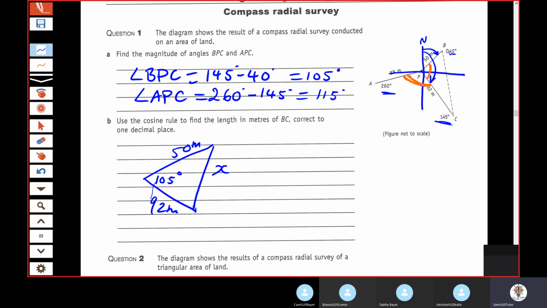Yeah, you're using the C squared. Yeah, this one. Yeah, cosine.